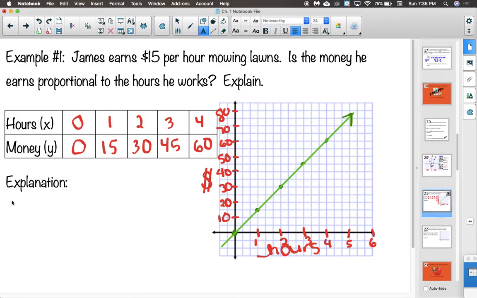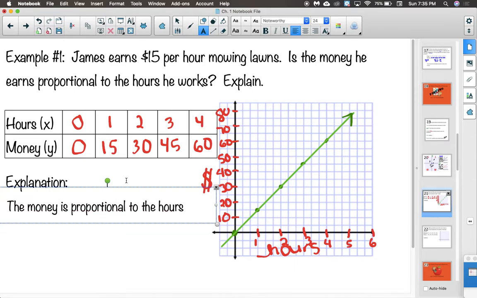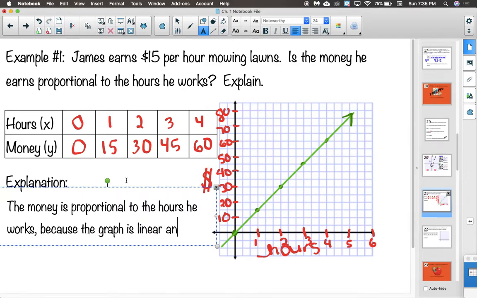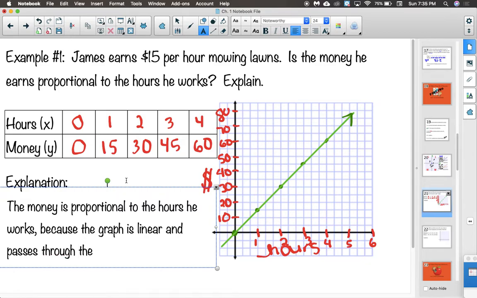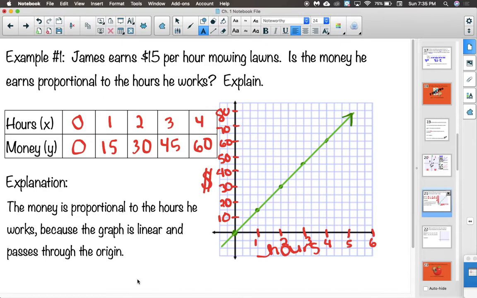So every time we do one of these problems, it will ask for an explanation. So I'm going to type mine, it'll be a little faster. My explanation is the money is proportional to the hours he works because the graph is linear and passes through the origin. Notice I've got that important information from the question. Is the money proportional to the hours? So I'm answering the question and I'm telling about the graph. The graph is linear and it passes through the origin.